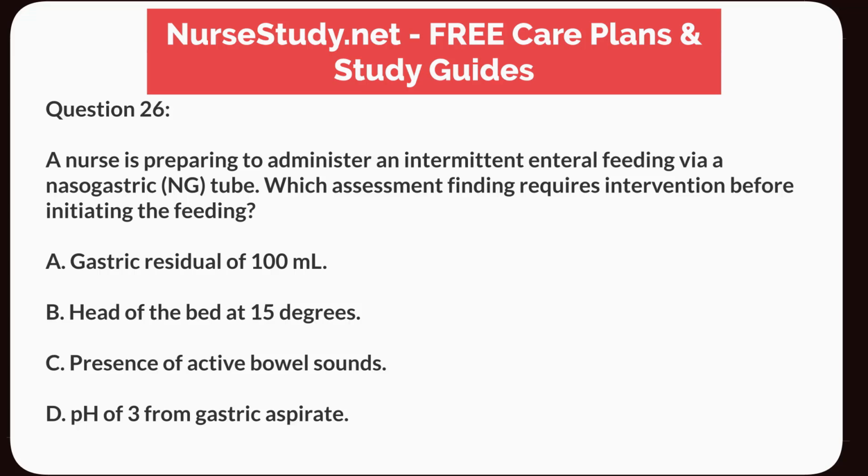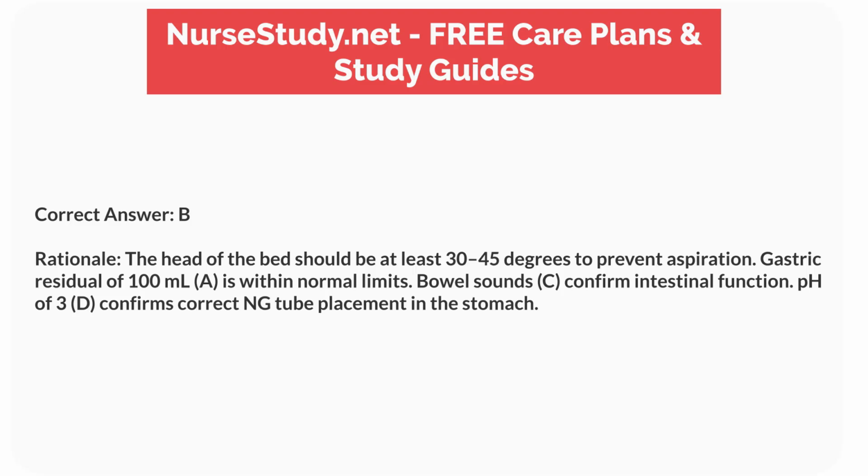A. Gastric residual of 100 milliliters. B. Head of the bed at 15 degrees. C. Presence of active bowel sounds. D. pH of 3 from gastric aspirate. Correct answer, B. Rationale: the head of the bed should be at least 30 to 45 degrees to prevent aspiration.